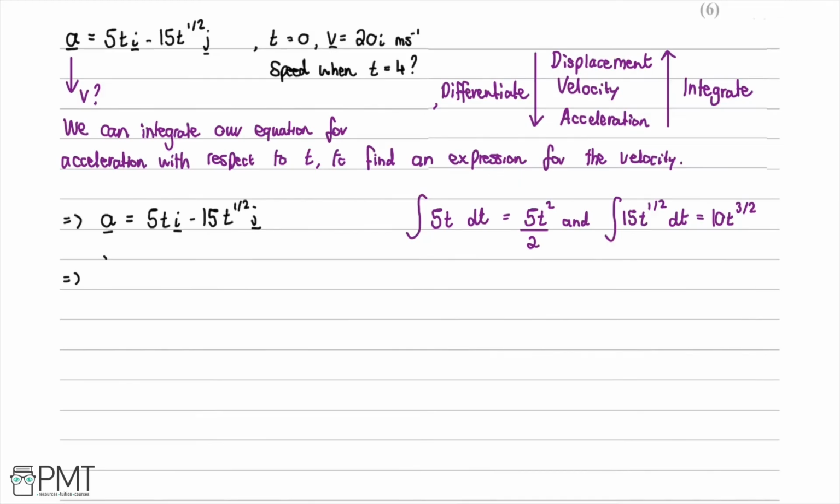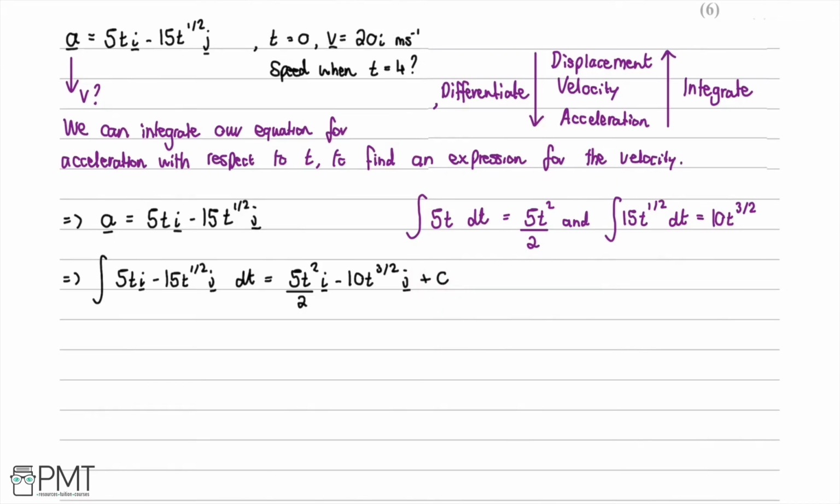So therefore we have that the integral of 5t minus 15t to the power of a half integrated with respect to t is going to be equal to 5t squared over 2, and that's still our i component, and then we subtract our j component, which is going to be 10t to the power of 3 over 2, and that's in the j component, and we now must add c, our constant of integration.